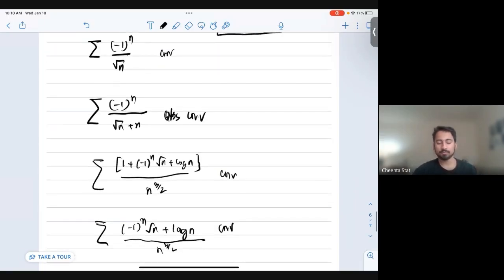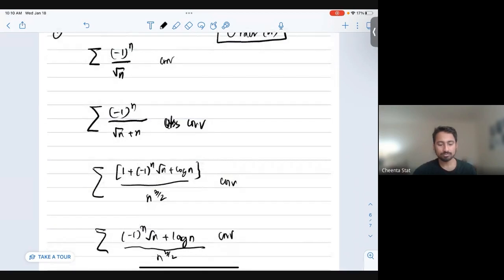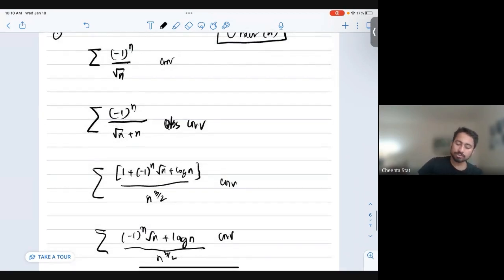If you take the absolute value, it's nothing but 1 by root n. Is the summation of 1 by root n convergent? Yes or no? It's not convergent. So therefore, it's not absolutely convergent. Hence, it is not conditionally convergent too. Is it right? Yeah, SK?